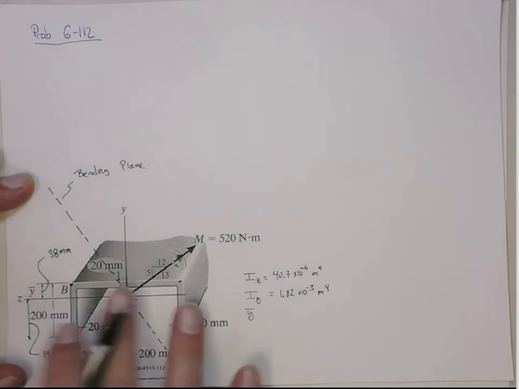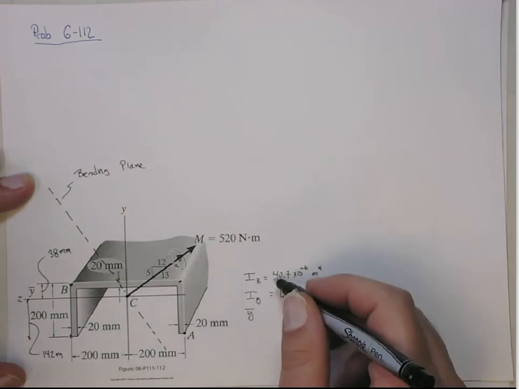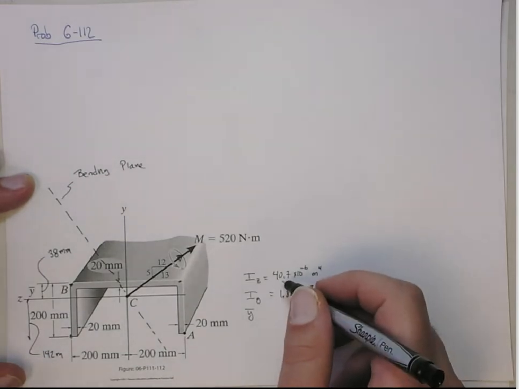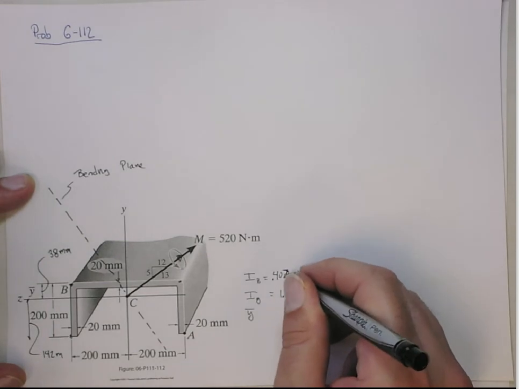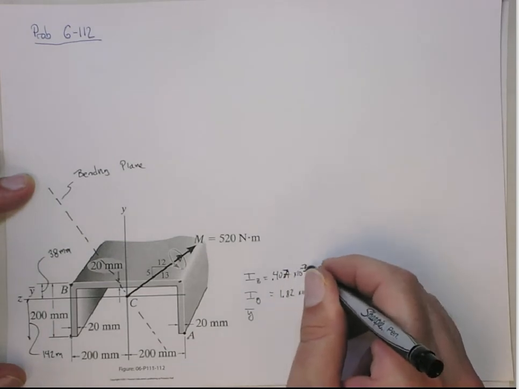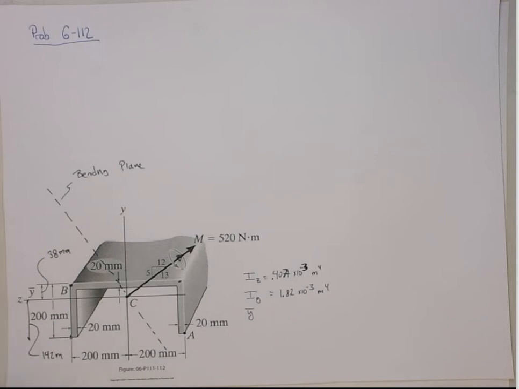So obviously there's much bigger bending resistance around the y-axis. Let's make sure I got the number of decimal places right. Oh no, this is actually to the fifth. Let's do it this way: 0.407 times 10 to the minus third meters to the fourth, okay? 0.407 and 1.82. That seems a little more realistic. It shouldn't be off by an order of magnitude. So again, go to that video if you want to see the details of that calculation.